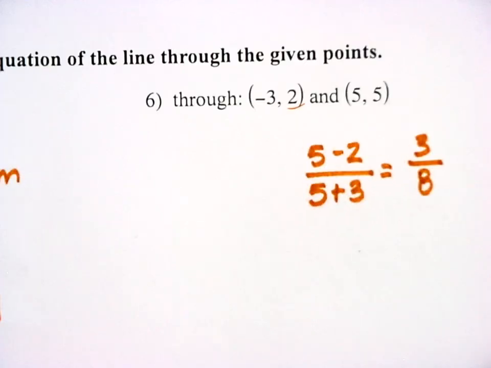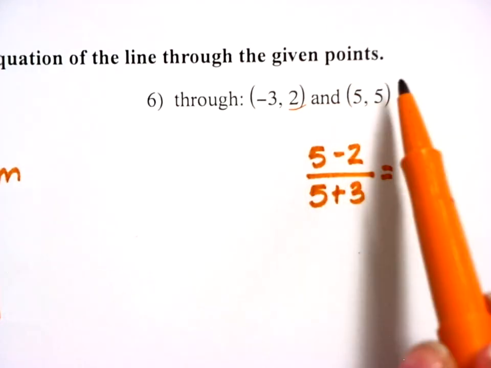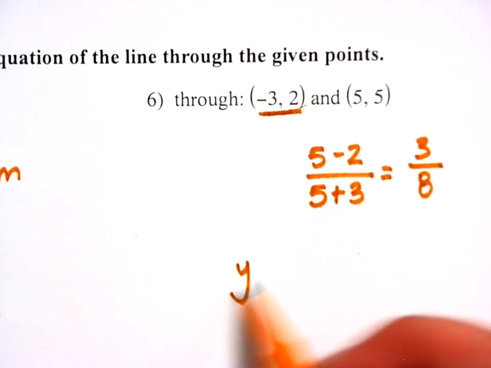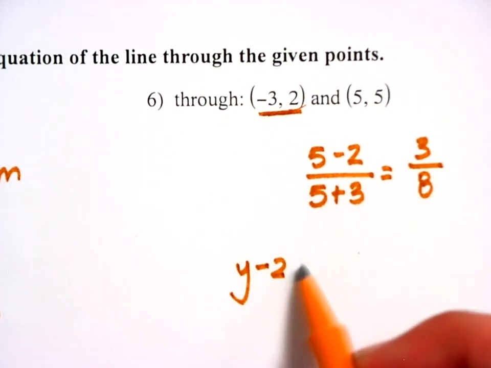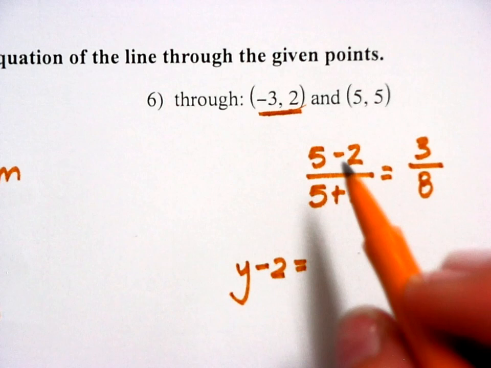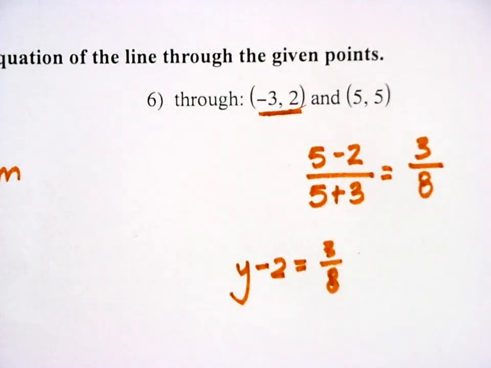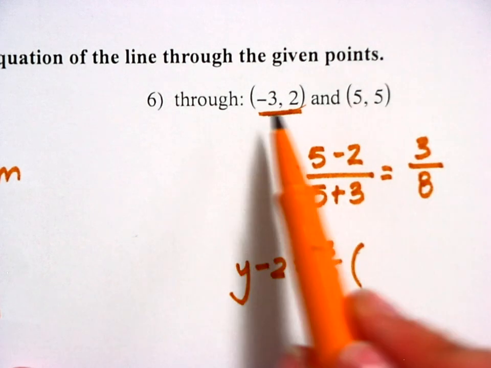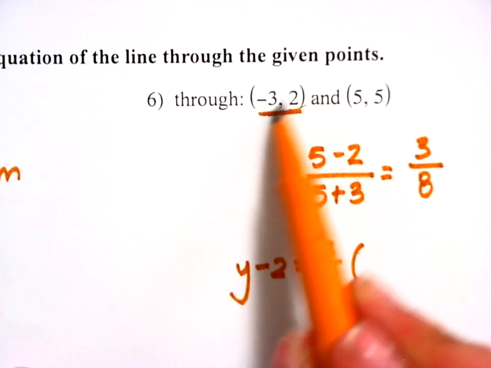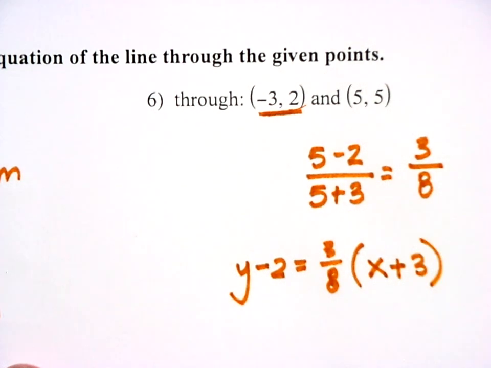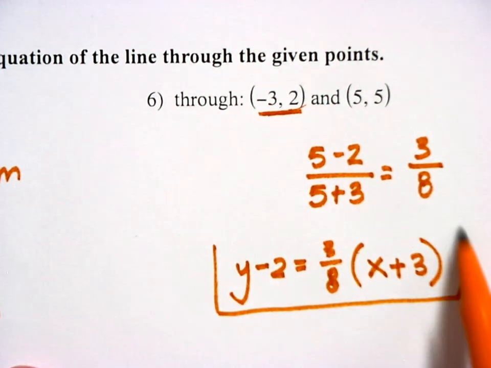Okay, again, you can pick either of these points. Let's pick this point this time. So I'm going to start writing my equation. Y minus 2 equals, and then I've got my slope, 3/8. And then we're going to write x minus the x value in the parentheses. But careful here, this is x subtract -3. So it's really going to be x plus 3, just like that. And that's your point slope form.